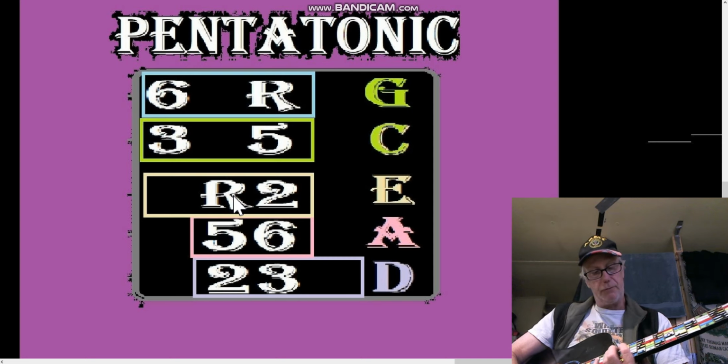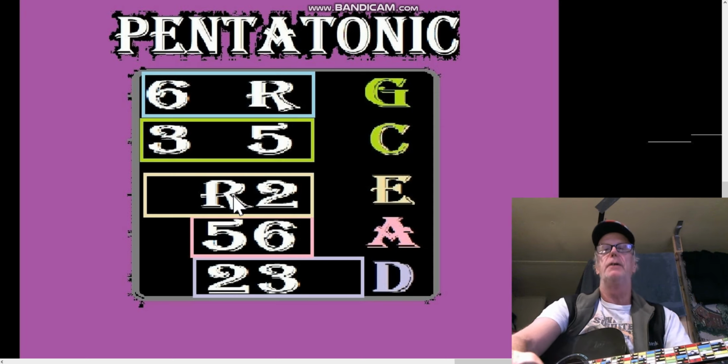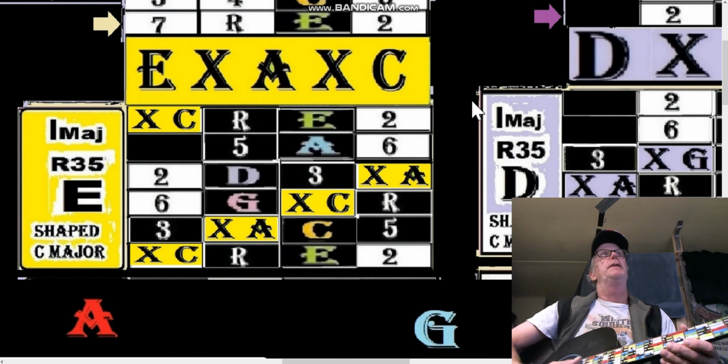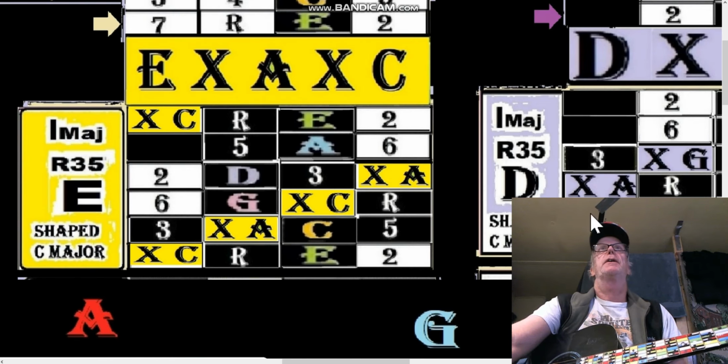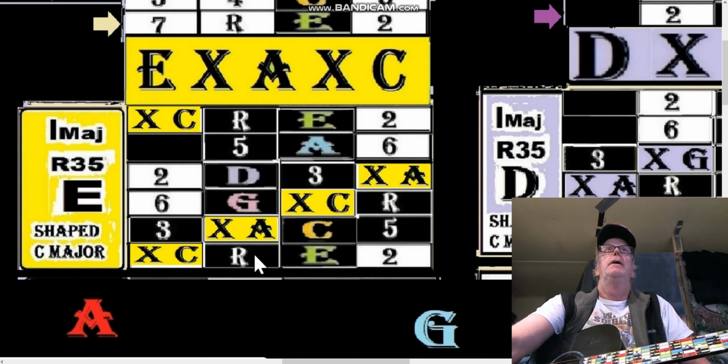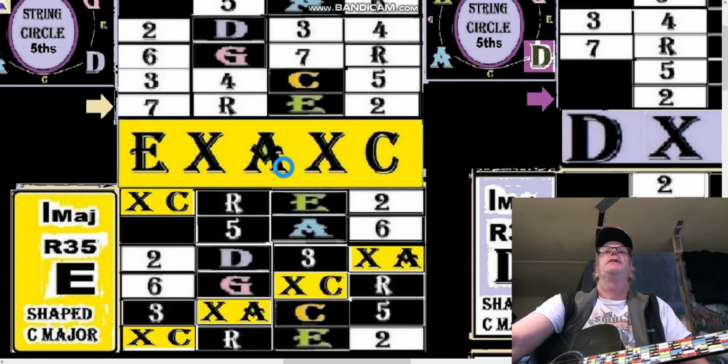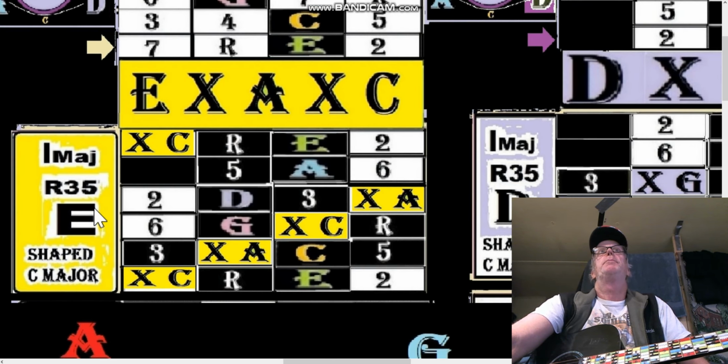It would start on root 2, where the E string shape, the E tripentatonic, okay, the E tripentatonic starts on the root here. And it goes root 2, 3, 5, 6, root 2, 3, 5, 6, root 2. So remember, the E tripentatonic, let's look at the easier diagram.